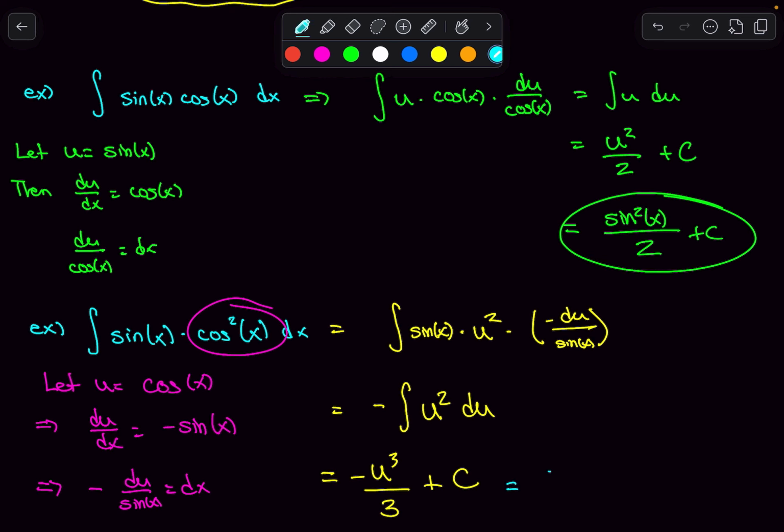Going back to where we started, what's our u? Cosine. So our final answer is negative cosine cubed of x over 3 plus c.